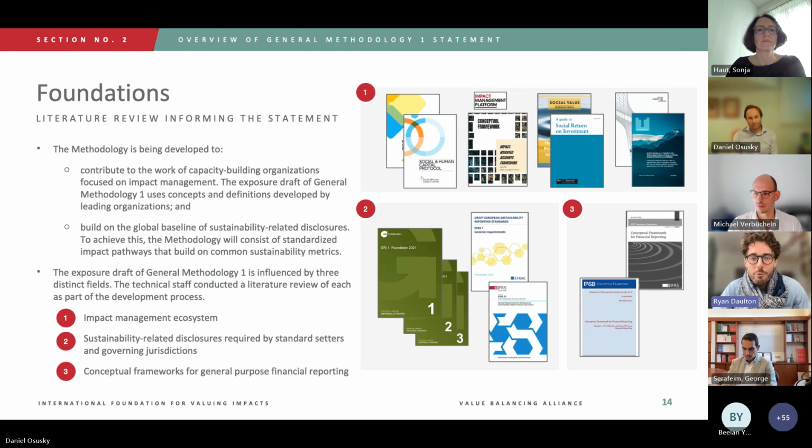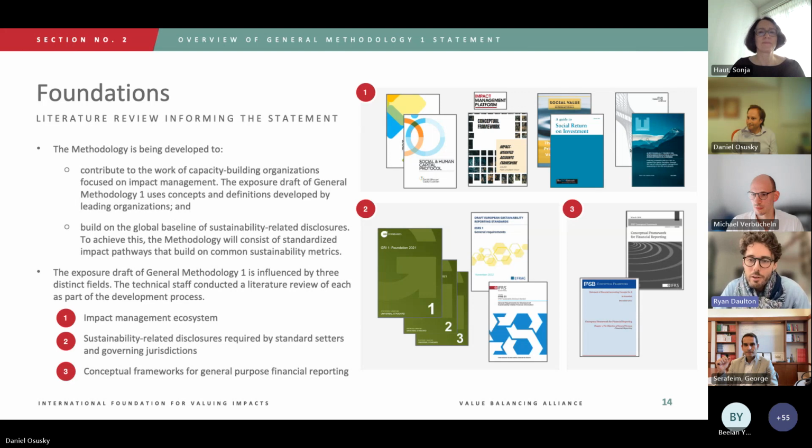Several bodies of work informed the methodology, and in particular, the GM1 statement. Those 3 bodies of work are shown in the slide. The first is the impact management ecosystem and a lot of the foundational work that has been done by organizations such as the Impact Management Platform, Social Value International, Capitals Coalition, Value Balancing Alliance.